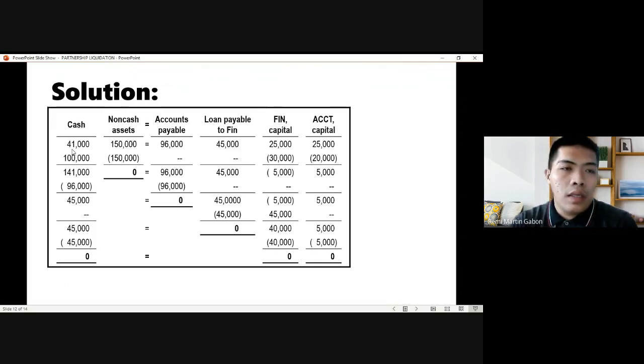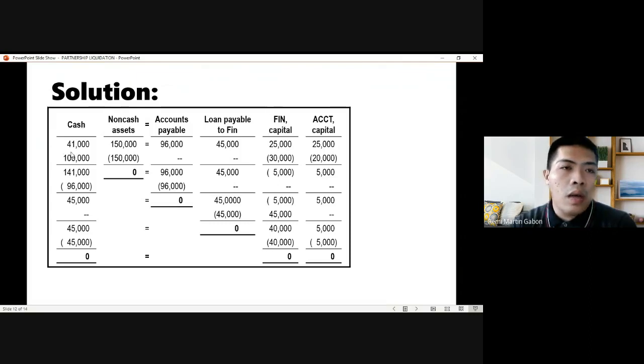So the cash is 41,000, then the non-cash asset is 150,000. The accounts payable from earlier is 96,000, the loan payable to Fin is 45,000, and Fin capital is 25,000, and Act capital is 20,000. Now, it says the partnership realized the non-cash assets. All the non-cash assets were realized for only 100,000. So the non-cash asset will be reduced, all removed, zeroed out.